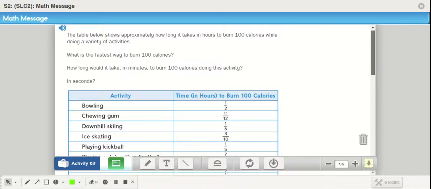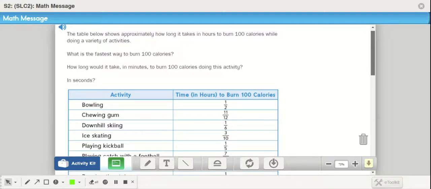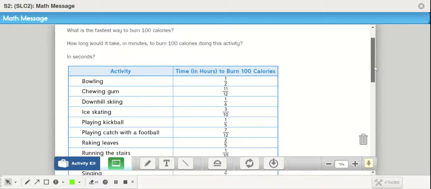So the fastest way to burn 100 calories, that's going to have the smallest numerator, the smallest number on top with the biggest number on bottom. That will help us find how you do it the fastest. Because if it only takes you 1/12 of an hour to burn 100 calories, then that's only going to take you 5 minutes to burn 100 calories.